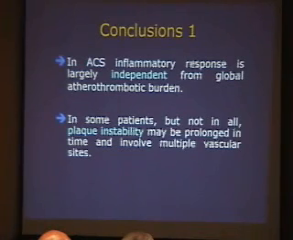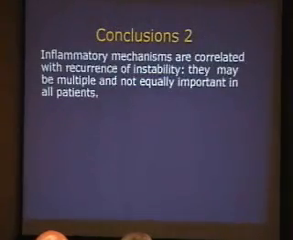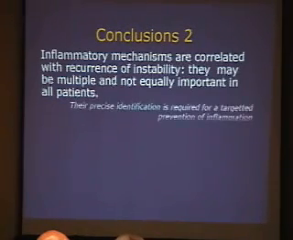We are immediately thinking, how are we going to prevent these patients? We cannot prevent them before we understand what's going on. I'm only trying to tell you that there is something that goes on, but it's not necessarily the same in all patients. Inflammatory mechanisms are correlated with recurrent instability. They may be multiple and not equally important in all patients. We have to admit that patients may differ from one another. The precise identification of these mechanisms is required for targeted prevention of inflammation.